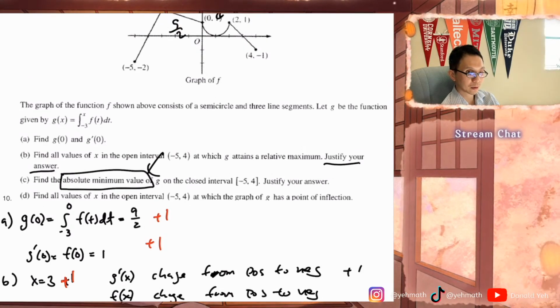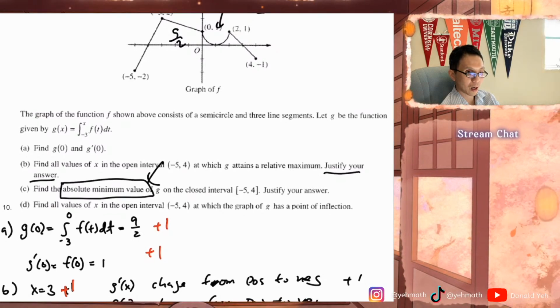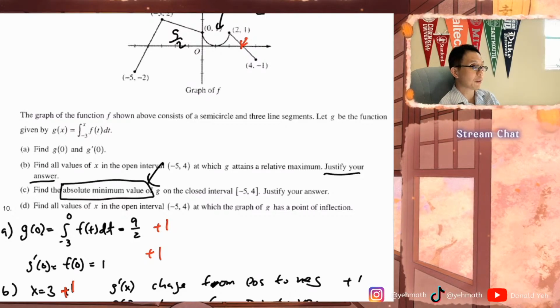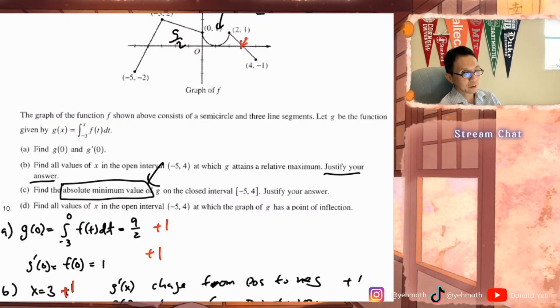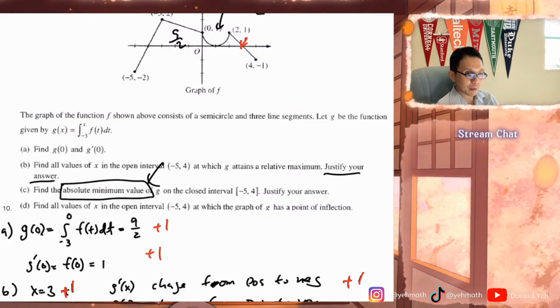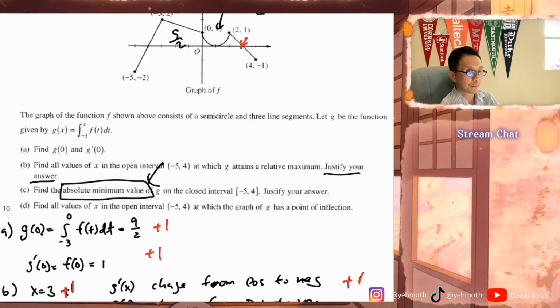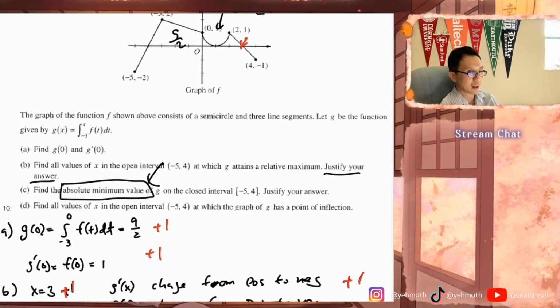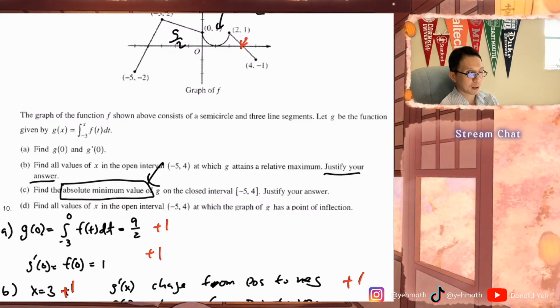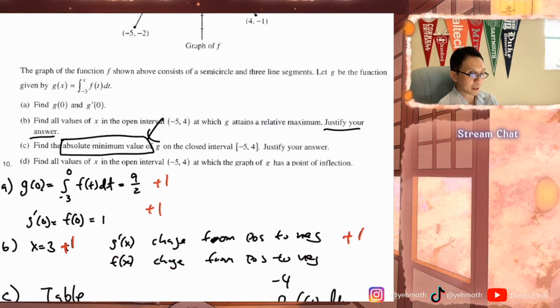Wait, I got negative. 3 is this part, right here. It's because they reach from positive to negative. And this is the justification. This is going to give you a +1. Because my g prime of x went from positive to negative, or you can say f of x went from positive to negative, which is above the x-axis to below. So you got 4 points already. You're like, yeah.